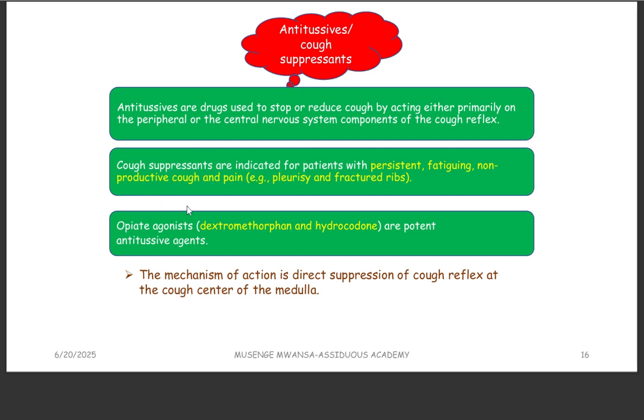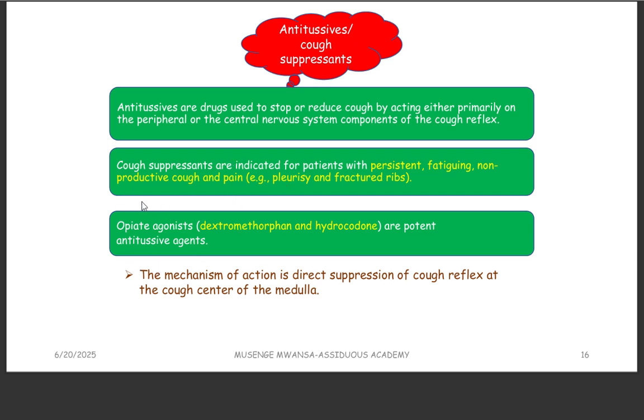So cough suppressants are indicated for patients with persistent, fatiguing, non-productive cough and pain. For example, pleurisy and fractured ribs. So that cough that is persistent, it is tiring, it is dry, and there's also pain.